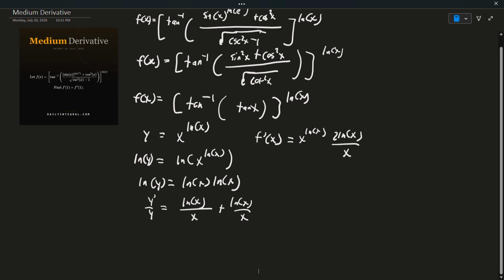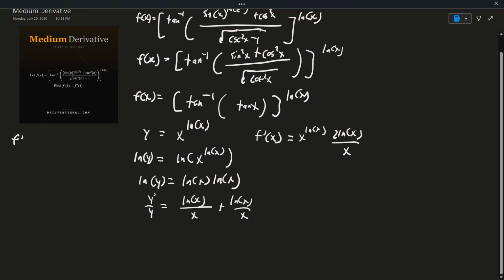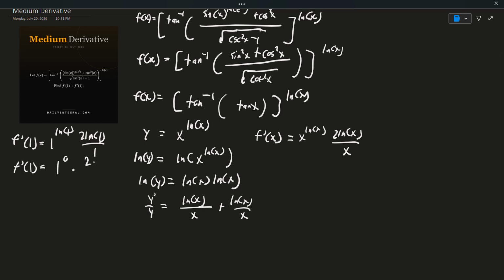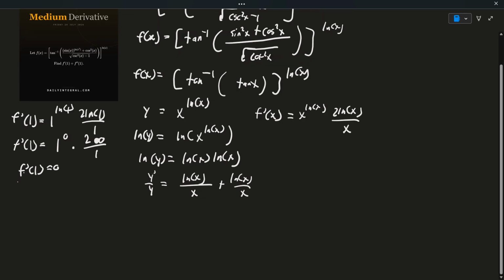So we're going to calculate f prime of 1. So this is just 1 to the power of ln of 1 times 2 times ln of 1 over 1. So this is just 1 to the power 0 times 2 times 0 over 1. So f prime of 1 is 0. Okay, so perfect. Now we need to compute the second derivative.